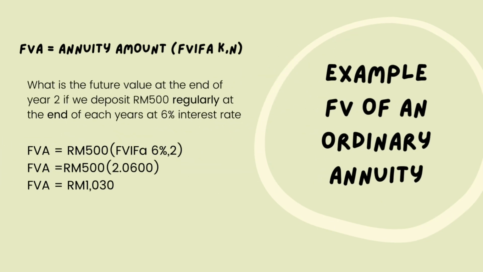The keyword is that it is at the end of each year. So we will use the ordinary annuity. The formula is that future value equals the annuity amount multiplied by FVIFA, A for annuity, k and n. So the annuity amount is 500, k for the interest rate is 6%, and n, the number of years, is 2 years. So we will get RM1030.